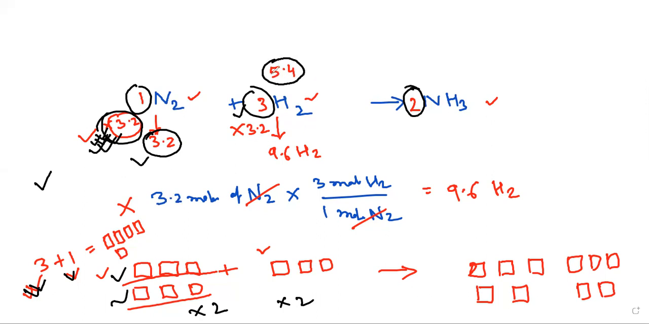And the conversion factor you already know. First you check with this and second you check with this, and you can find your limiting reagent.